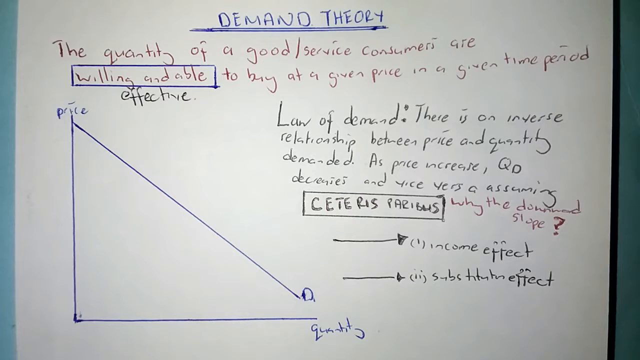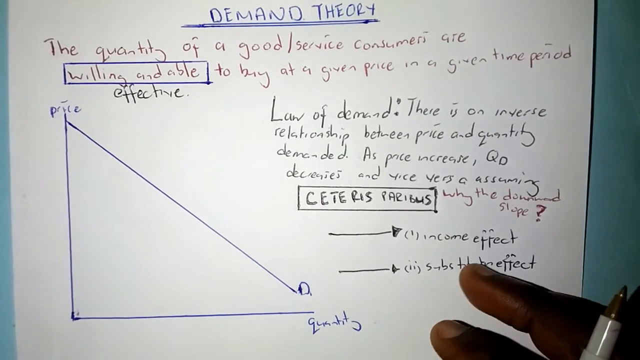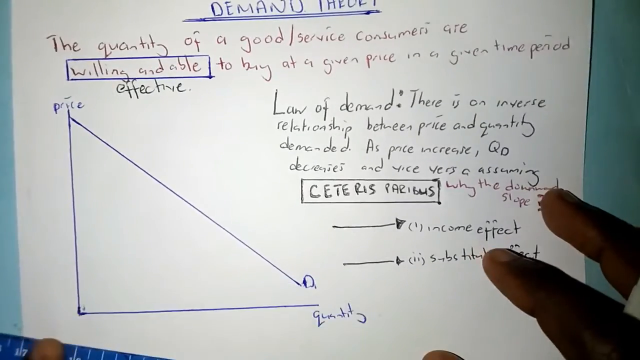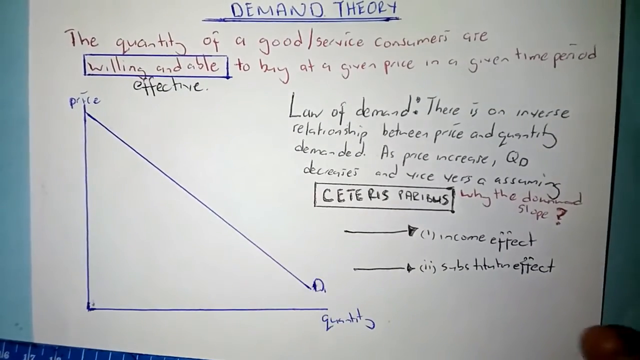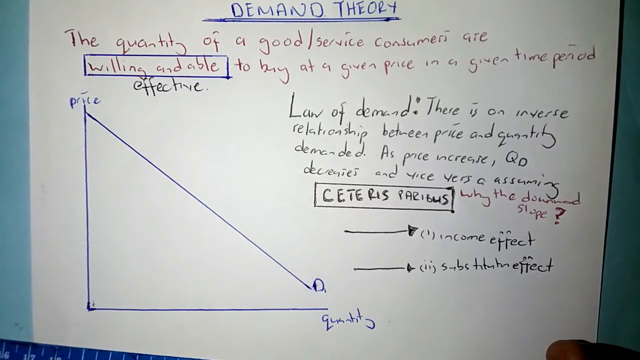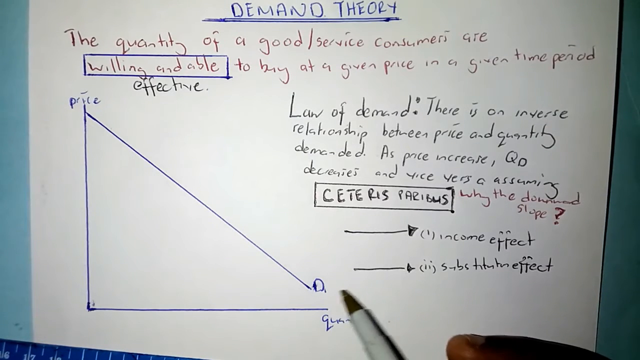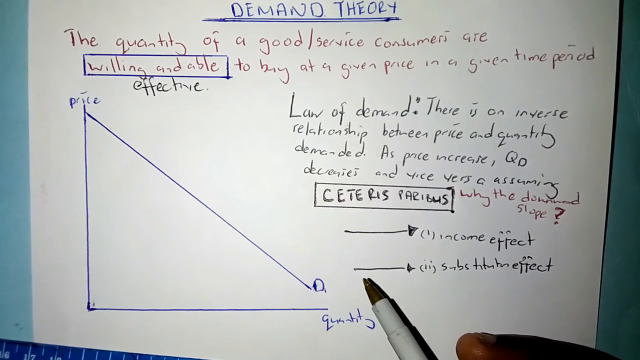So we want to isolate that on the diagram, assuming ceteris paribus, other things being equal, other things being unchanged, only focusing on price as a factor affecting demand. So let's see how the price changes can be shown on the demand curve. The shape of the demand curve is downward sloping because of the inverse relationship.